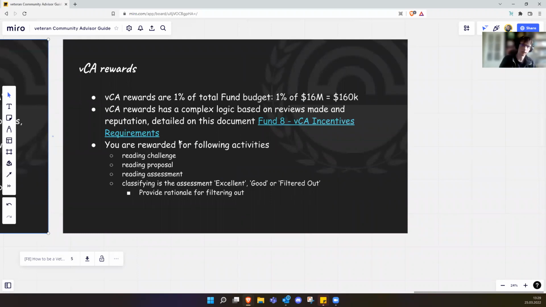Thank you. The main thing to understand about the incentives for now is that it is 1% of the fund. So when we had a 16 million fund, the 1% means that $160,000 is shared among all the veteran community advisors who do the quality check I mentioned before.